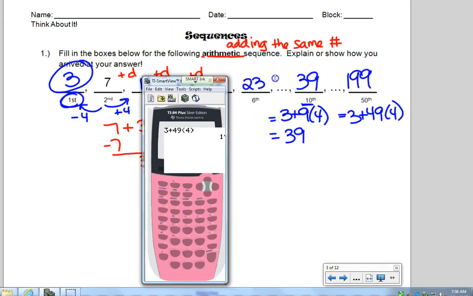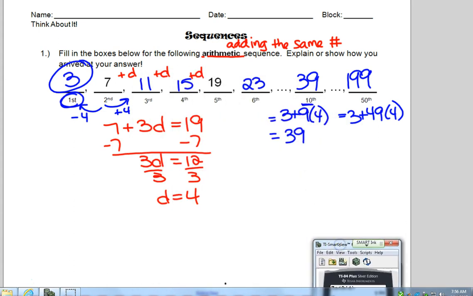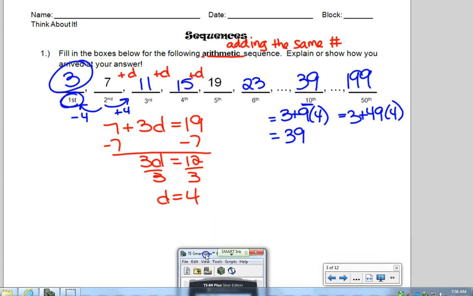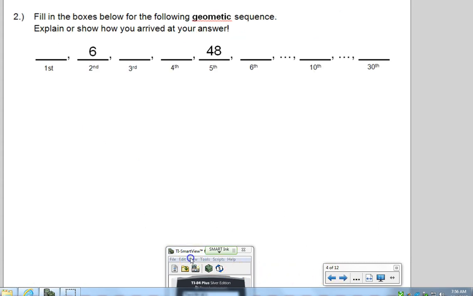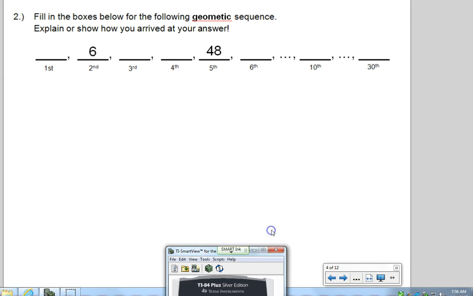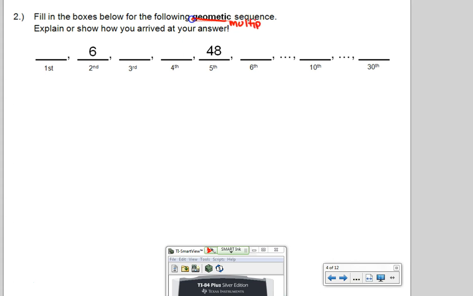Okay, we'll try one more together, and then we'll do our notes. Okay, so for this one, it's the other type of sequence. It tells us that we have a geometric sequence. Now, a lot of times students get confused and want to use what we just used with the arithmetic to try to do it this way. But remember, with the geometric, this means that you are multiplying the same number each and every time.